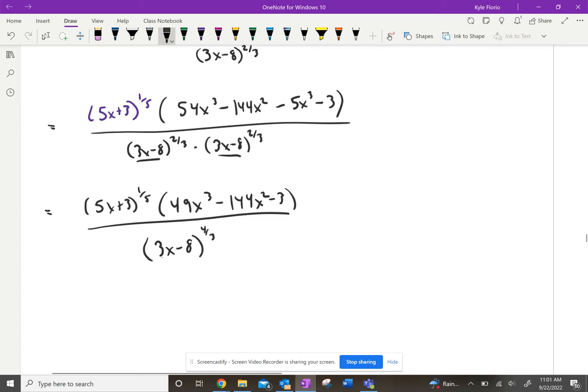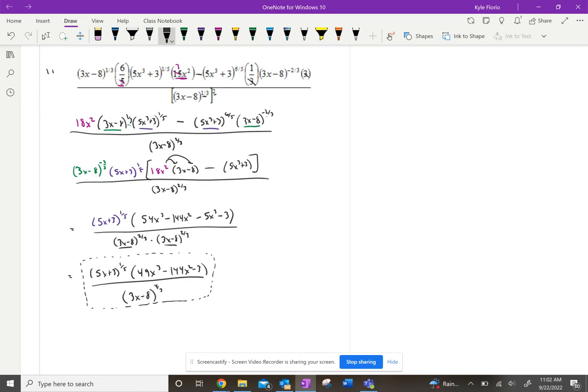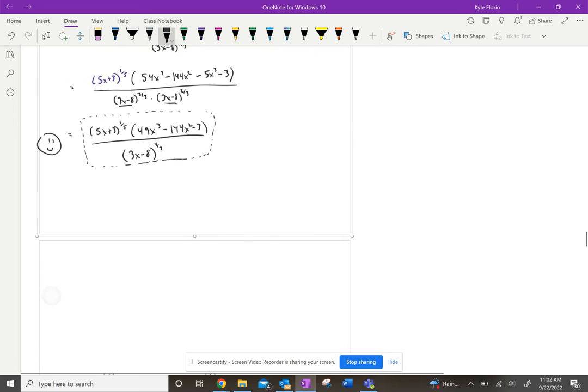Yep, and that checks out. So put a box around it. We have simplified that expression. Okay. So you went from this not so attractive thing to this thing, which is much more attractive. And that's better. Okay.